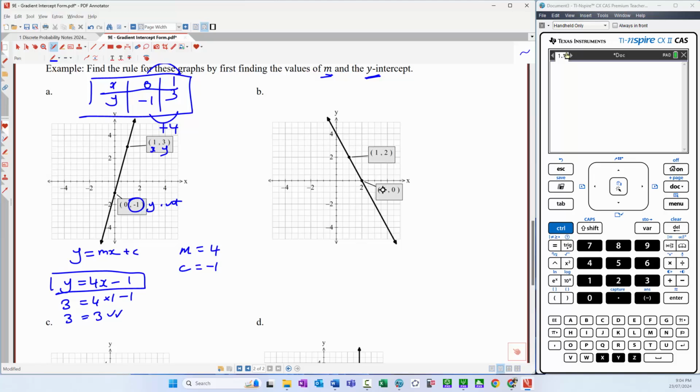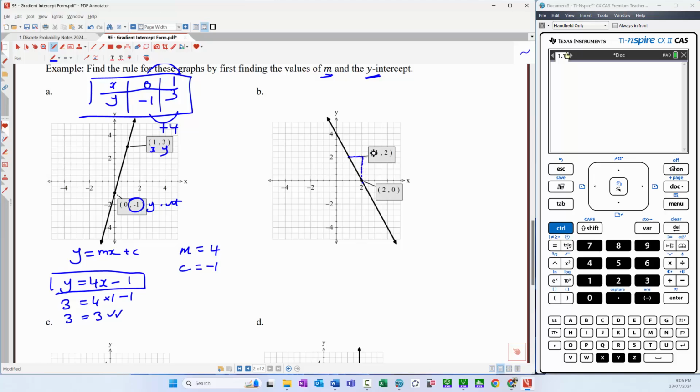Okay, let's do this one here. So again, you should note that it slopes downwards. So that means that our gradient should be negative. All right. So let's use a different method this time. We'll use the rise over the run. So starting at this point here to find the gradient, I'm going to scoot across and then down.